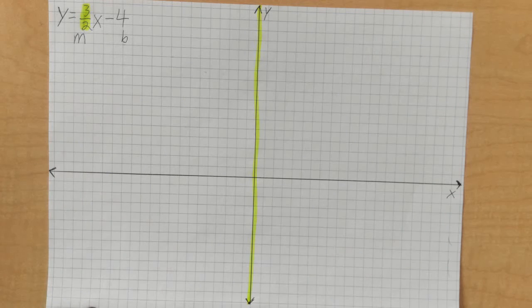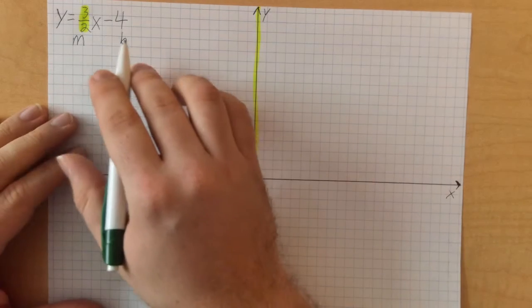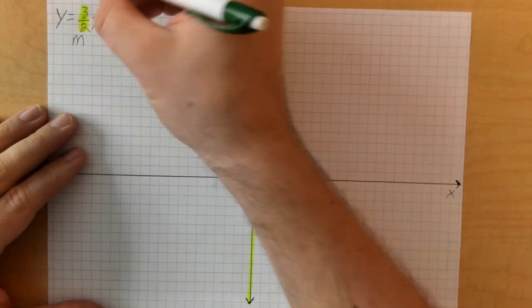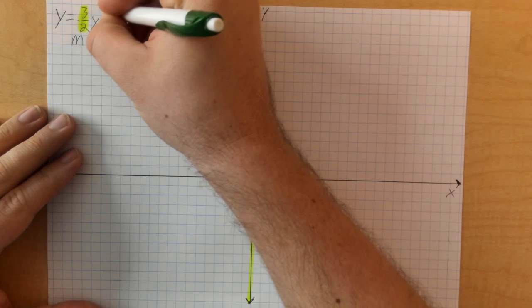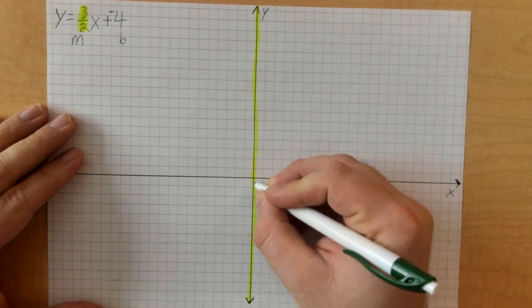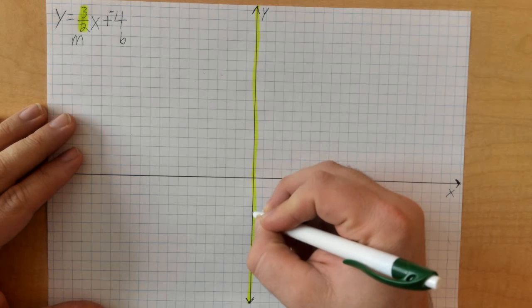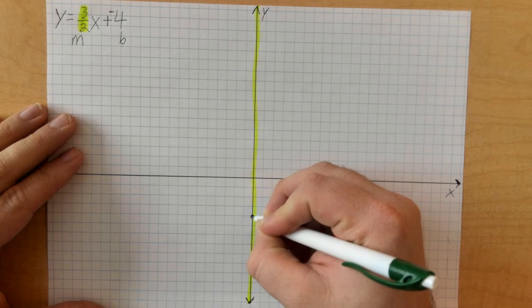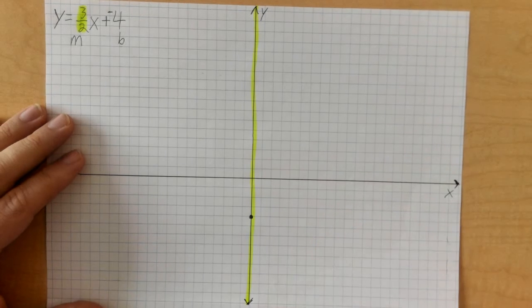So we are going to begin with our b value. B is for where we begin. My b value, now I see a -4 here. Remember, you can always think of that as plus a -4. So let's see. From the origin, we're going down then. 1, 2, 3, 4. So this is my y-intercept, the b value, at -4. You want to make a point there.